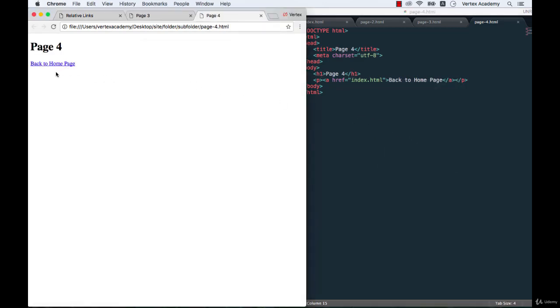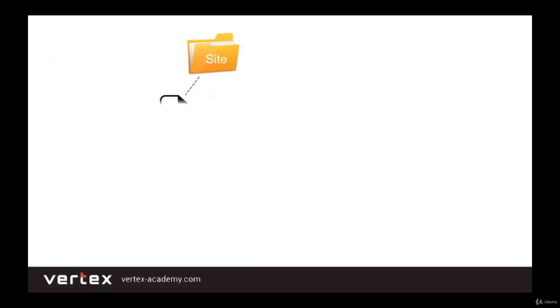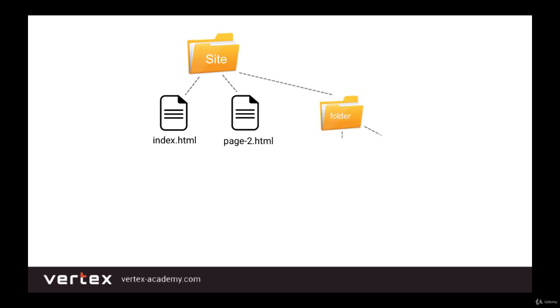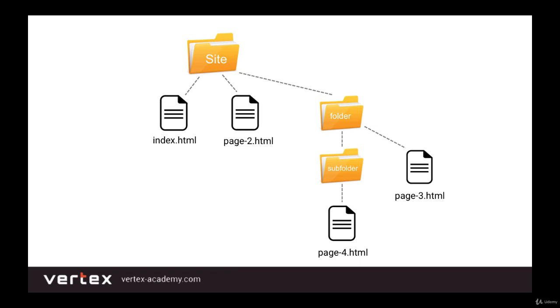Okay, so now we have the following file structure. We got index.html, page2.html, then the folder, inside of which we have page3.html, and then also subfolder with page4.html. Let's link all these pages with the main page.